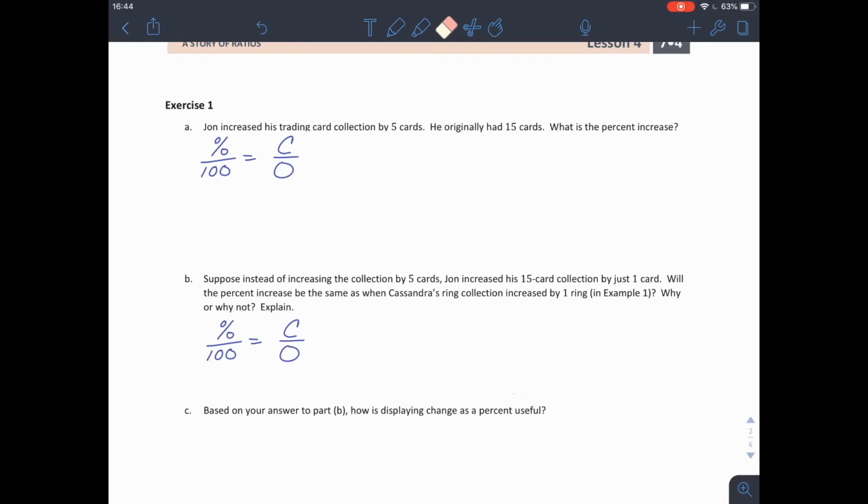John increased his trading card collection by 5 cards. He originally had 15 cards. What is the percent increase? To calculate this, we need to take how much his collection changed, which was the 5 cards, and put it over our original amount of the 15 cards that he had. And we can use that to calculate our percent. Whether you're using the triangle of part divided by whole, or this proportion, you would find that the percent you get with 5 over 15 is 33 and 1/3 percent.